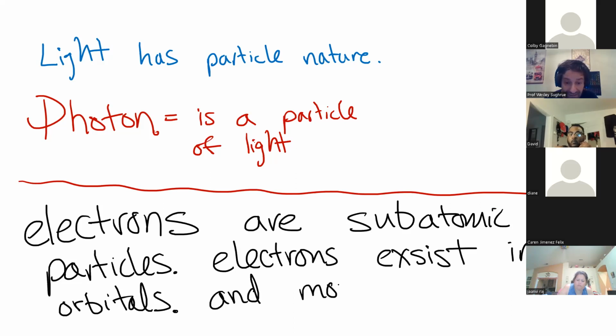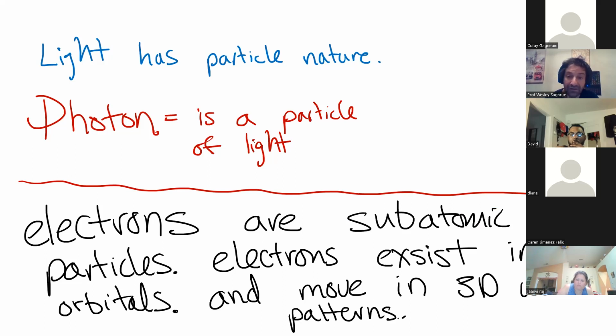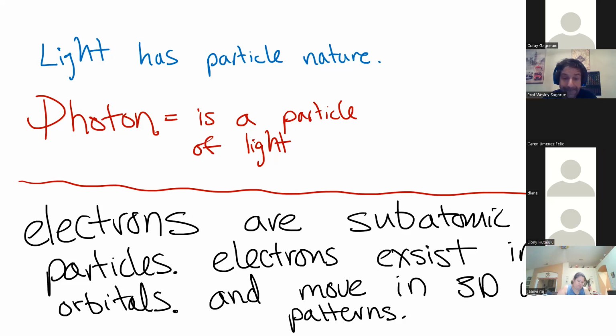And electrons move in 3-dimensional wave patterns within those orbitals. Electrons move in a wave-like pattern. Electrons have mass. Okay. Electrons have mass. Does anyone need more time with this? Yes. All right.